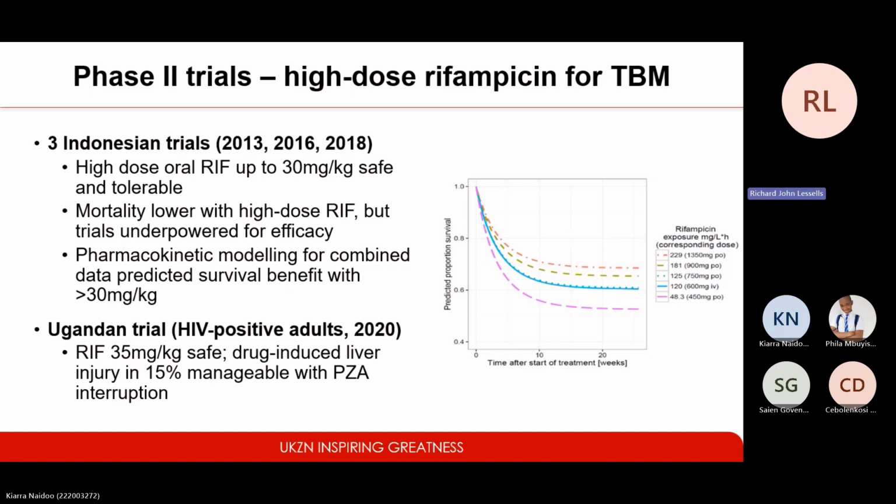This was not just done in Indonesia, but also in Uganda, and here specifically with HIV positive adults. And here they also found that that higher dose was safe even in the HIV positive group. But again, it was a small study. It wasn't able to look at the efficacy. So what do you think the next step is? Do a phase 3 trial.